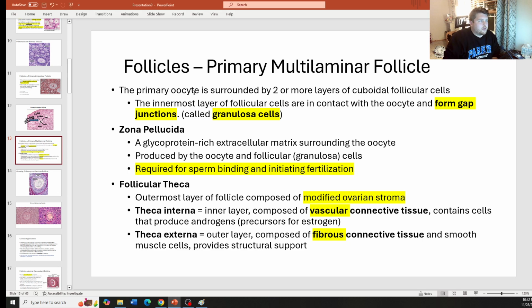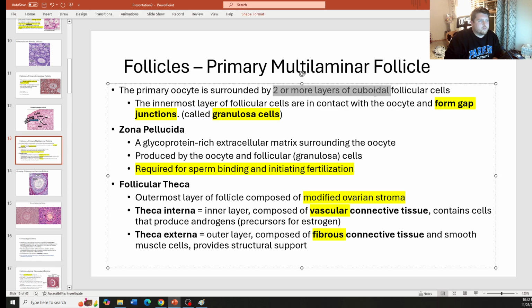So that primary multilaminar follicle. The primary oocyte has 2 or more layers of cuboidal follicular cells. The innermost layers, so that very first layer that is in contact with the oocyte, they form these gap junctions, and we call that layer granulosa cells. These cells are going to come back a lot, so make sure that we stick with these.